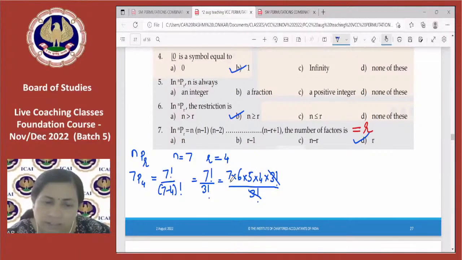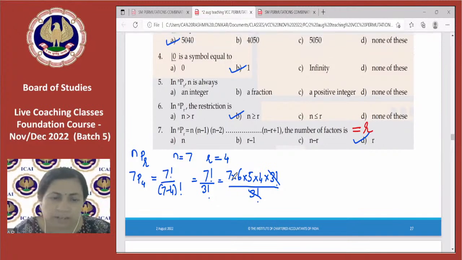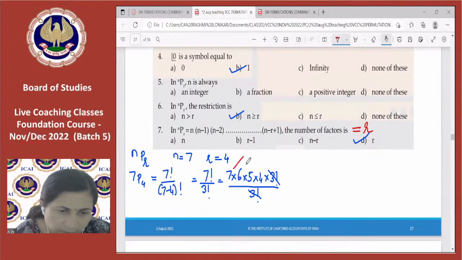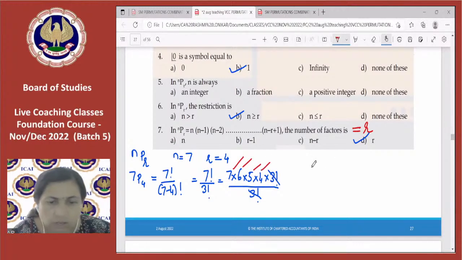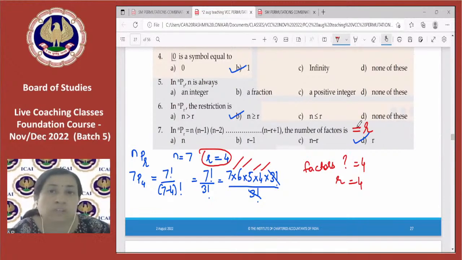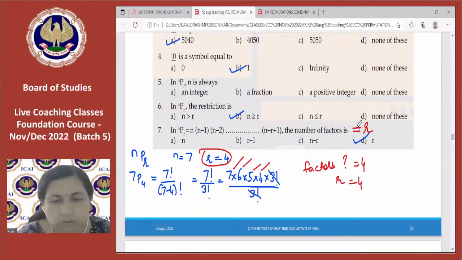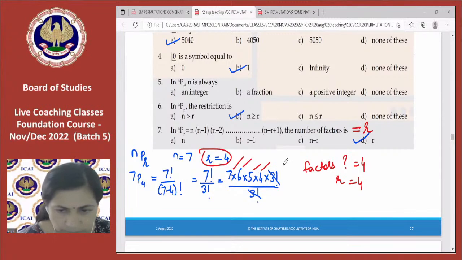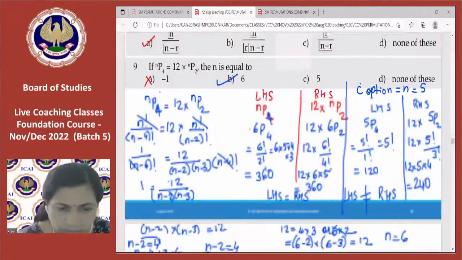How many factors are there? That means how many numbers are being multiplied? 1, 2, 3 and 4. So there are 4 factors. And what is the value of r? r is also 4. So you say in nPr, the number of factors is always equal to r. All those who had this query, I hope this has been solved. Understood?